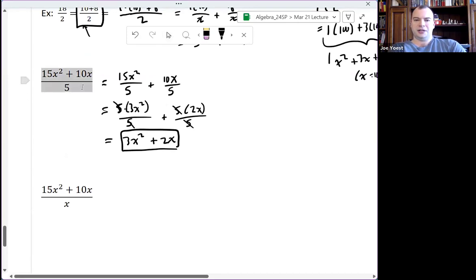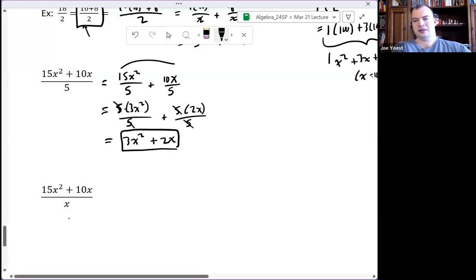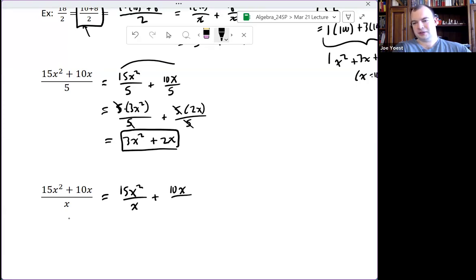What would change if instead of having 15x squared plus 10x over 5, I had 15x squared plus 10x over x? Not a whole lot, right? Again, this x is just a placeholder for a number. So this same fraction property still holds. I can break this into two fractions, keeping that same denominator in both.